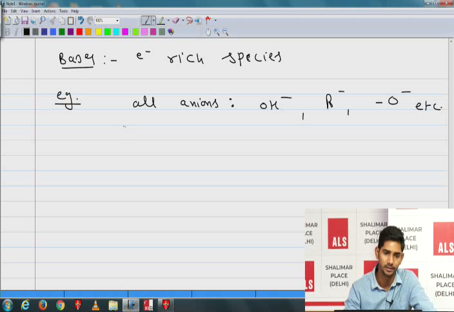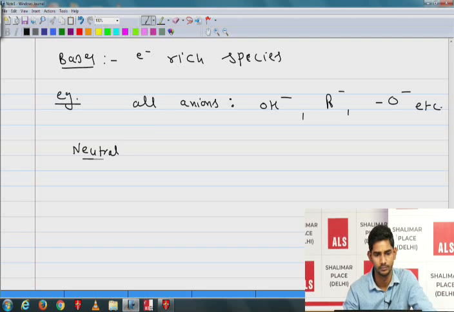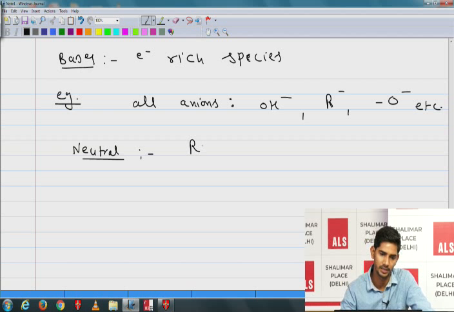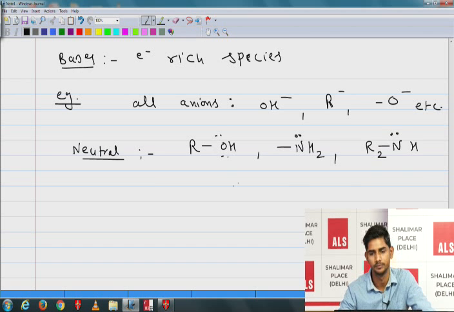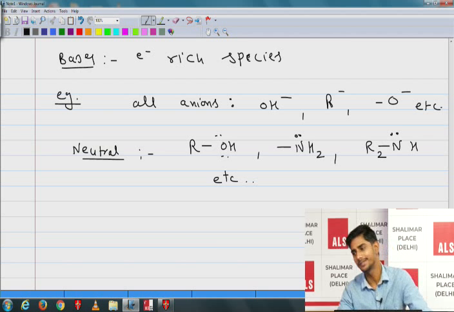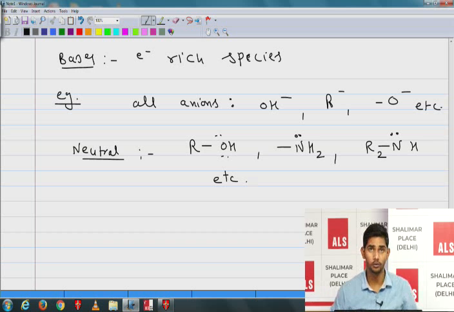Other than that, some neutral species are also there, like ROH. Just because they contain the lone pairs, that's why they behave as a base, like NH2, R2NH, etc. Where you can find the lone pair of electrons, they will become the Lewis bases. Copy. And any question?